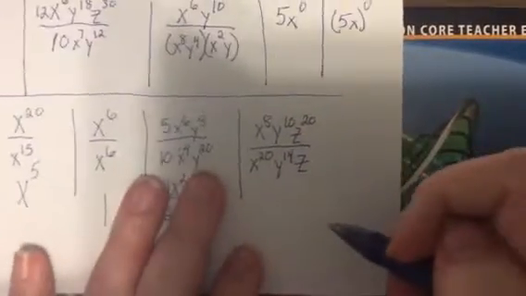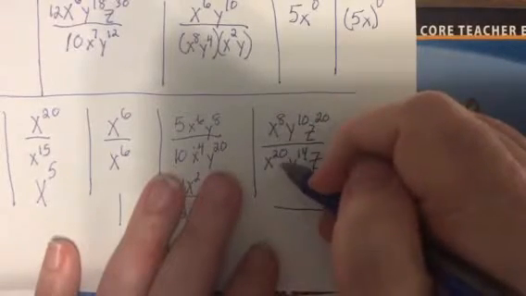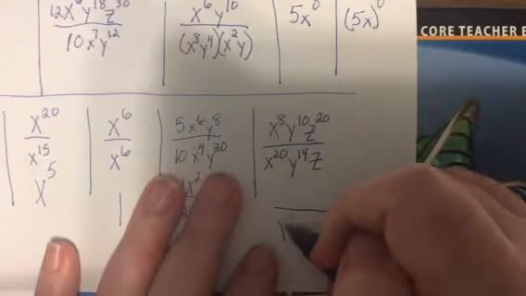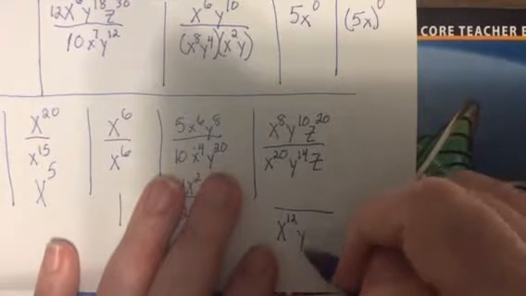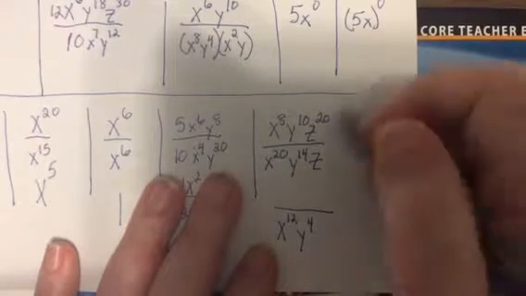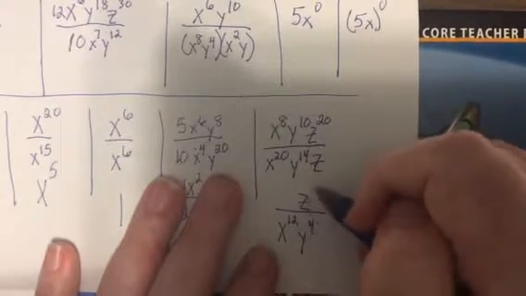This one, I don't know if you saw that one, but 8 of these cancel with 8 of these, so it'd be x to the 12th on the bottom. 10 of these cancel with 10 of these, so it'd be 4 left over on the bottom. And then z, one of them cancels, so that'd be z to the 19th.